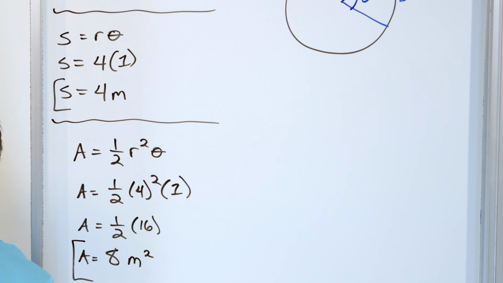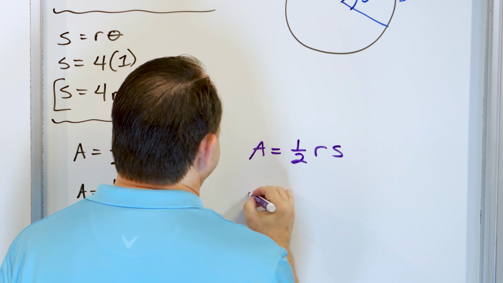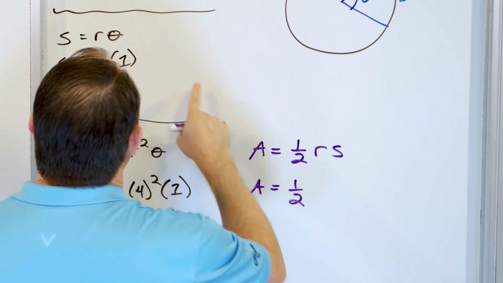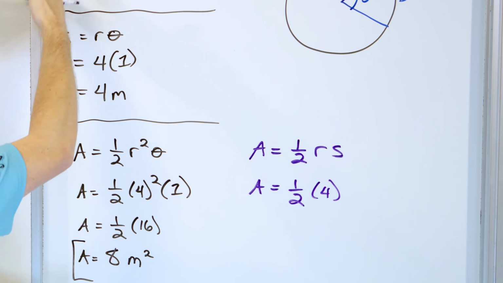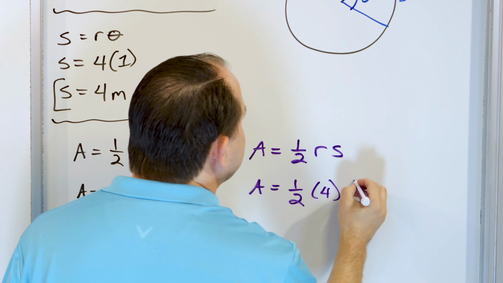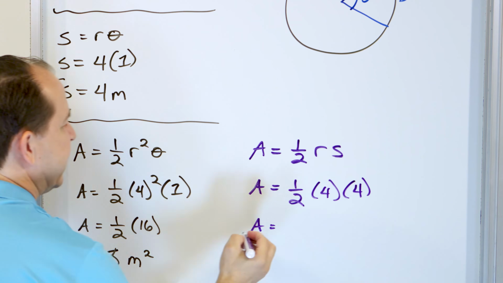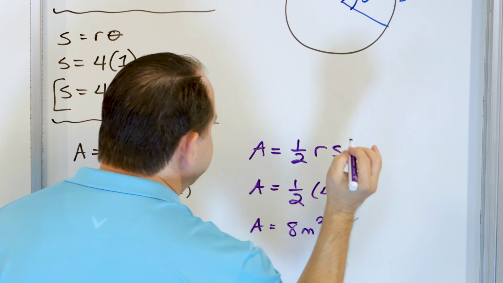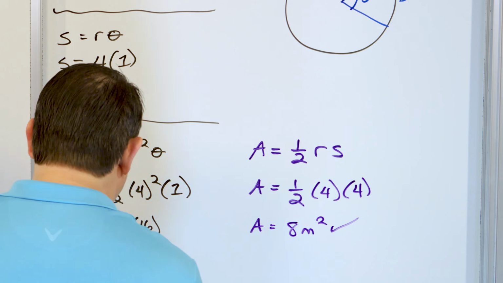Now, just to show you that it doesn't matter, instead of this equation, let's use 1/2 r times s. The area of this sector can also be 1/2 r times s. And what is the radius? The radius is 4. And what is the arc length? Well, it wasn't given to us in the problem statement, but we actually calculated the arc length before, so you can put that in there. 4 times 4 is 16, and 16 divided by 2 is going to give you 8, exactly the same number. So it surely doesn't matter which equation for the area you use, you are going to get the same answer each time.